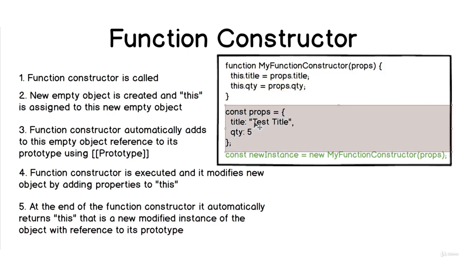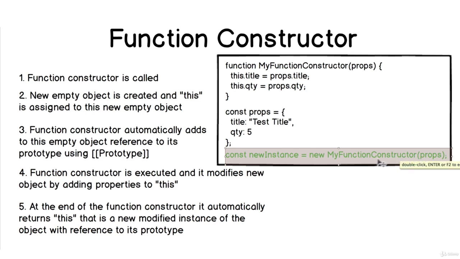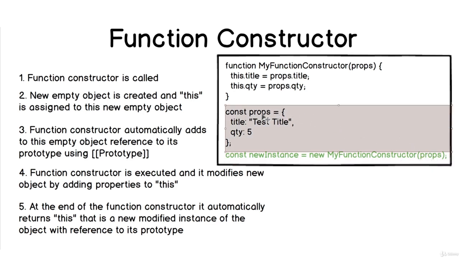Here we create object props and it contains two key value pairs, title 'test title' and quantity 5. And here I create new instance using new keyword plus function call. And I call my function constructor with this object, props. So what happens here step by step?